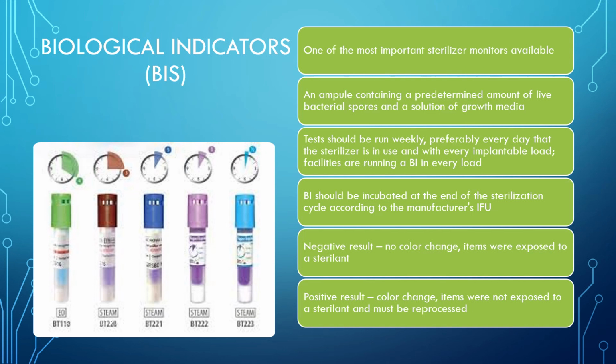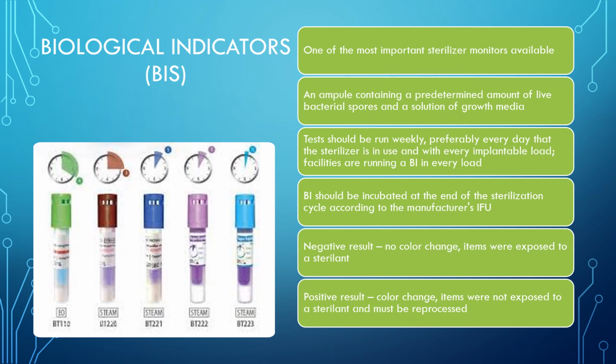Your biological indicators. This is one of the most important parts of monitoring available. So what the biological does, when it's ran in a load, when it's done, it's incubated. The biological has spores in it, live spores. And when we break those spores and feed it, in other words, we're feeding those spores. Depending on if the sterilization process is working correctly, it will kill those spores. If it kills those spores, the load is a negative load. So that means it's good to go. Okay.